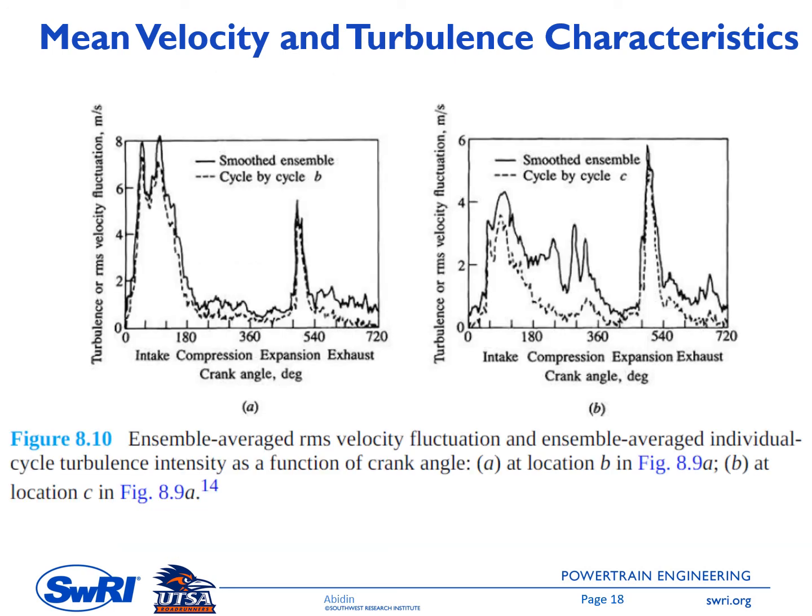This figure shows the ensemble average root mean square fluctuating velocity, and also the ensemble average individual cycle turbulent intensity, as a function of crank angle. The horizontal axis here is the engine crank angle, and there are two locations. The locations can be seen in the previous slide. Location B is near the cylinder liner, and this is location C at the center line. You can see here that for location C, the fluctuating velocity has a decent difference from the turbulent intensity.